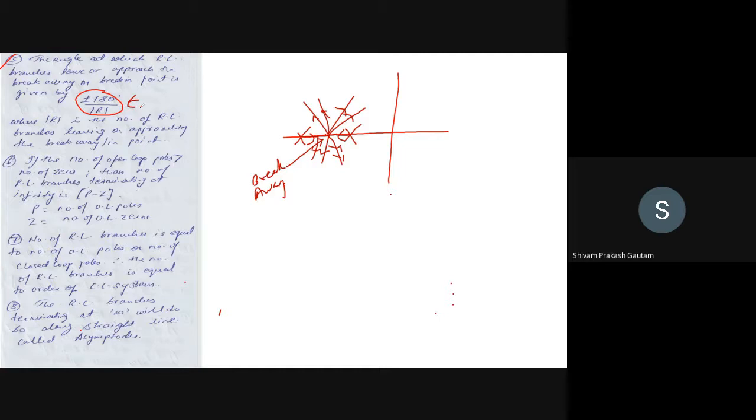Where mod r is what? Mod r is the number of root locus branches leaving or approaching the breakaway or break-in point. That means how many branches are approaching that breakaway point is given by r. In our example, how many branches are approaching this breakaway point? You can see there are two branches. One branch is from this pole, another branch is from this pole. That means r will be equal to 2. So plus minus 180 by mod r will give you plus minus 180 by 2, that means plus minus 90 degrees, right?